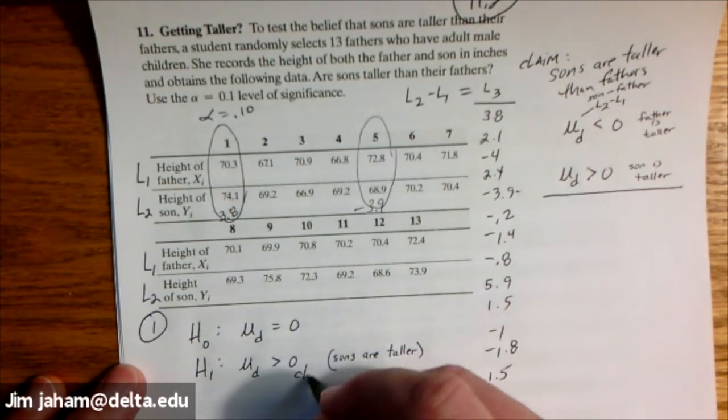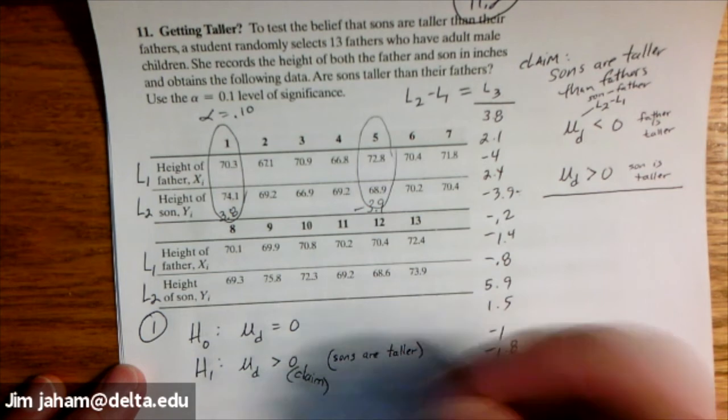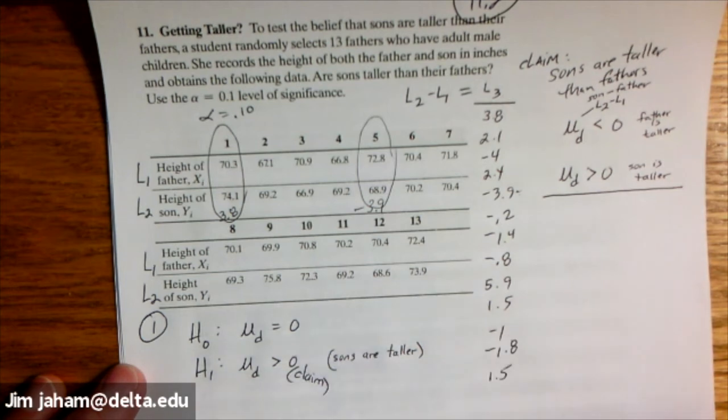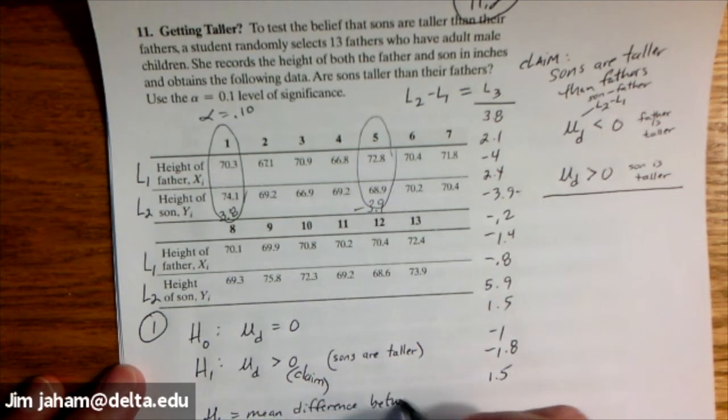And this is the claim. Sons are taller. Mu sub d is the mean difference between the fathers and sons' heights.